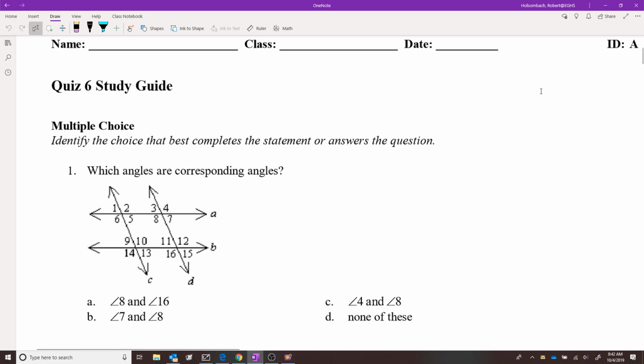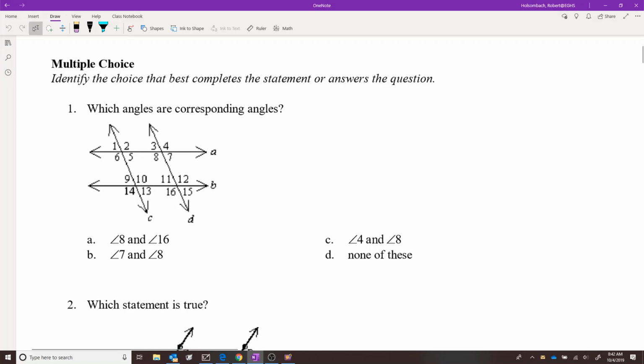All right, here's the study guide for quiz 6. Number 1, which angles are corresponding angles? All right, they give you multiple choices here.